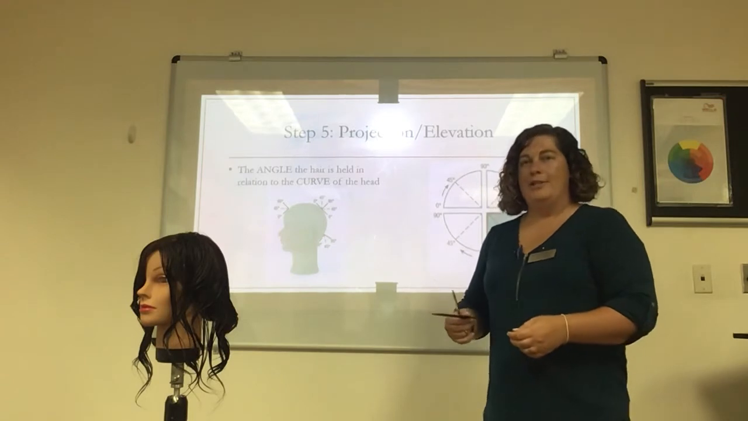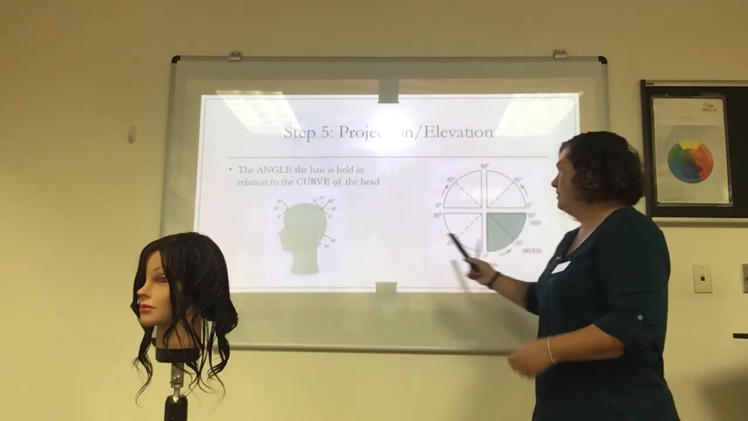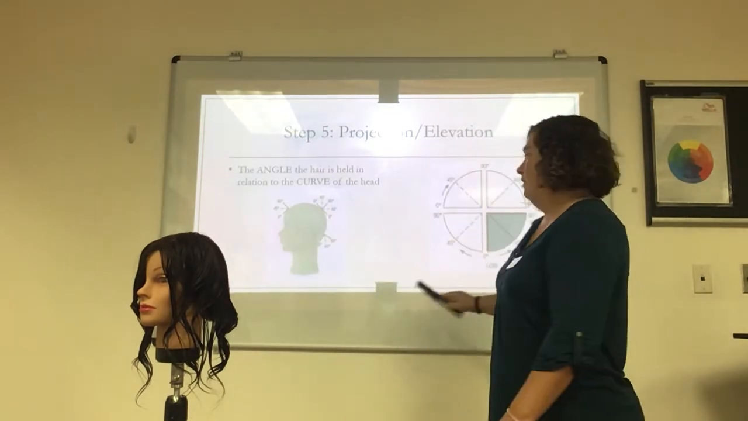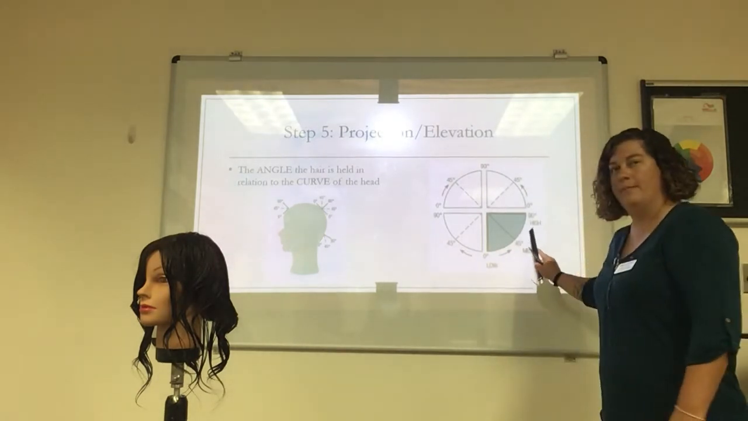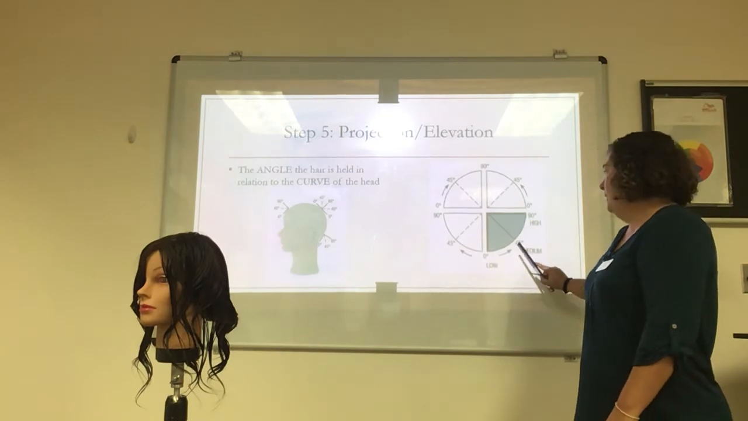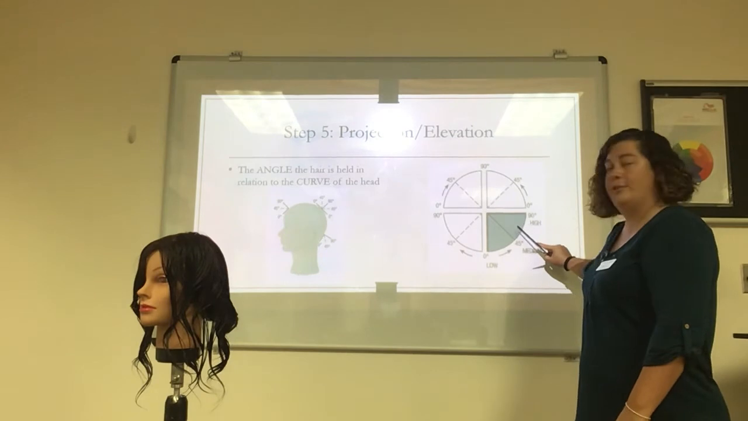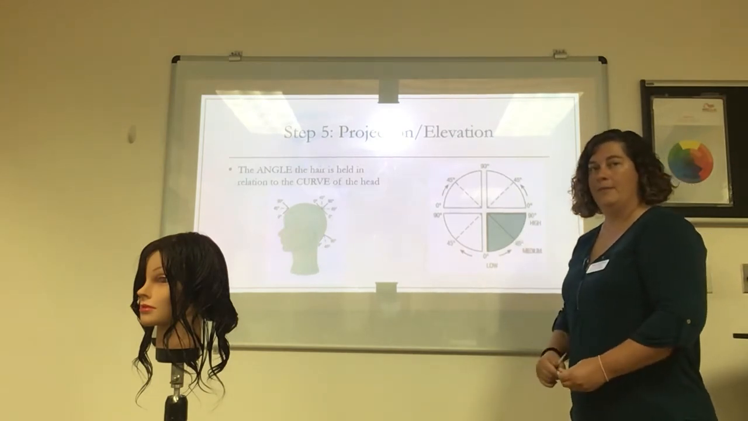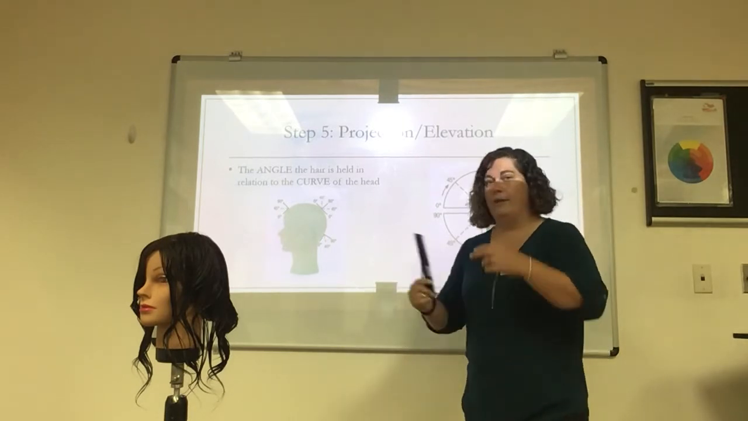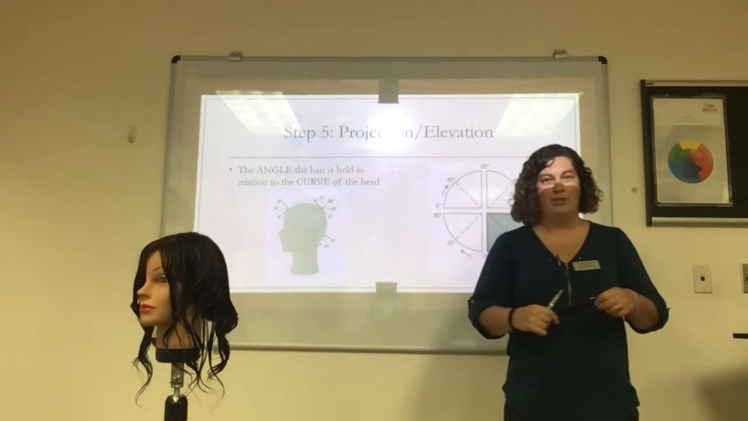You have projection. Okay, so step 5 is projection, and the projection is going to follow where you are around the head. You have a low, medium, and high projection. Low projection would be from 0 to 30 degrees. Medium projection would be from 30 to 60 degrees. And high projection would be from 60 to 90 degrees. Okay? So the projection is going to follow the angle with the curve of the head. Like we said, it's going to go around the head with you. You're going to keep that same projection.